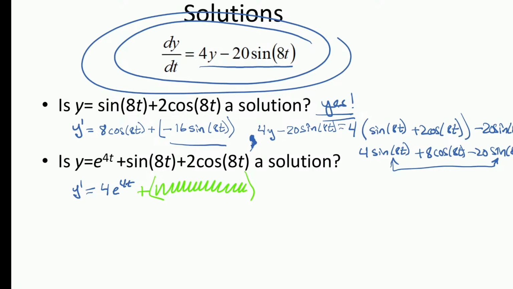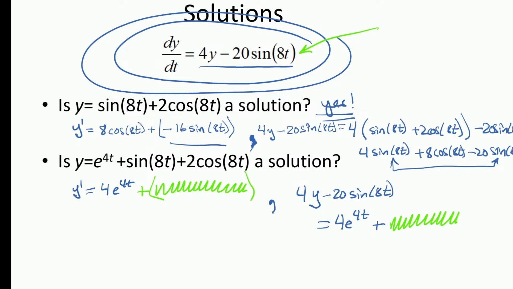So that's that. Now what happens to the left-hand side of this? So here's what I'll do. Let's see, put this in blue again. So 4y, so I'll put a comma. I'll try to do a better job. That's a little bit more like a comma. 4 times y minus 20 sine of 8t. That equals 4 times e to the 4t plus a bunch of stuff. Whoops, come on. Why is it not doing it? There we go.